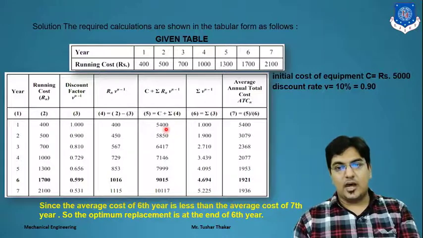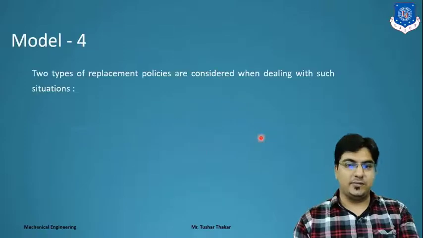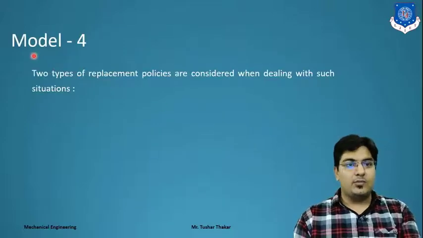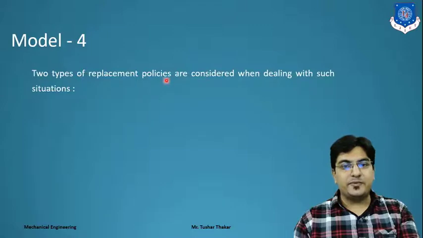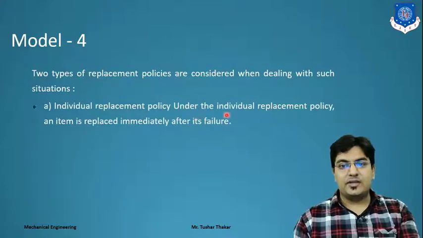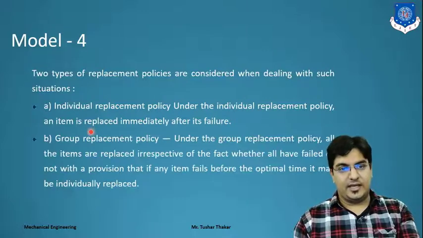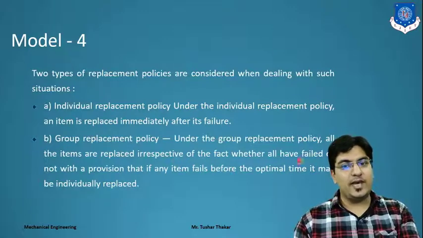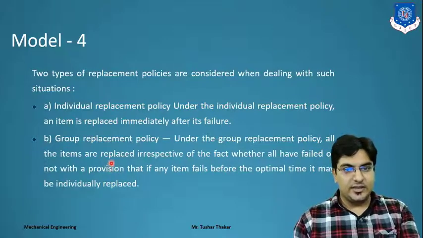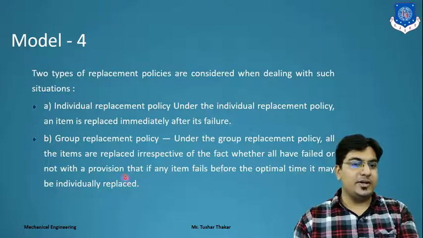Here now we will move forward to model number 4, that is individual and group replacement policy. Here two types of replacement policy are to be considered. First one is individual replacement policy, which means we have to replace an individual item when it fails. And group replacement policy means we have to replace items irrespective of whether they have failed or not. And any item that fails before the optimal time may be individually replaced.